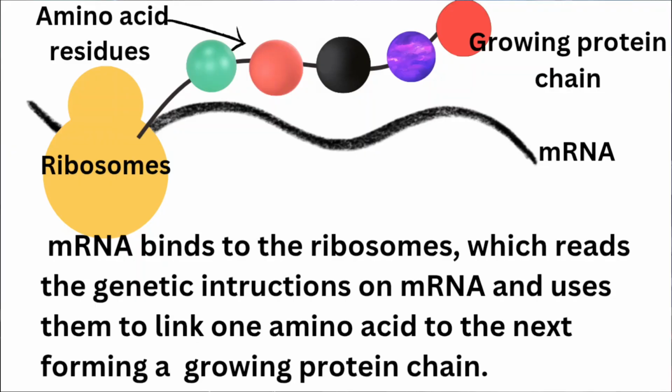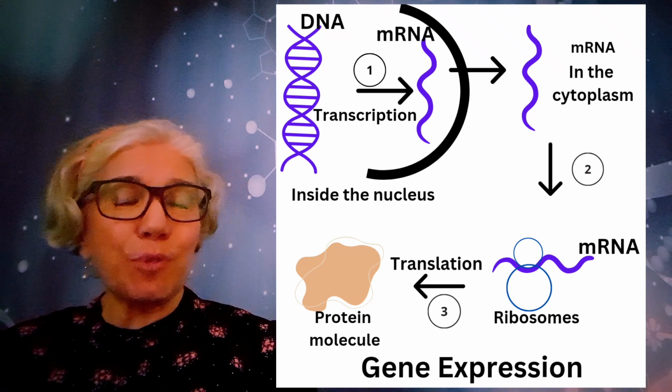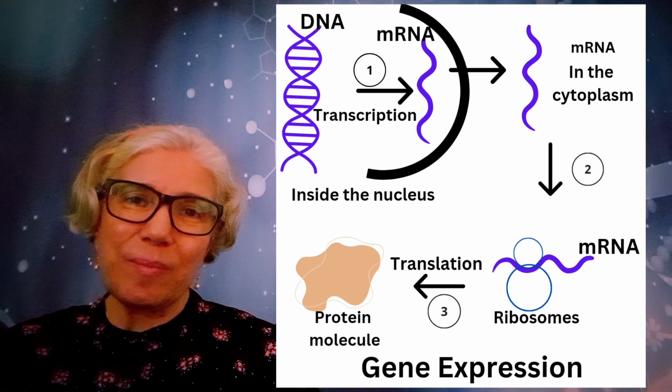The ribosomes, in turn, link amino acids next to each other to make the protein chain, which is converted to the final protein molecule later. The conversion of the genetic information in RNA to protein synthesis is called the translation process. So, the expression of the gene involves two main processes, transcription and translation.